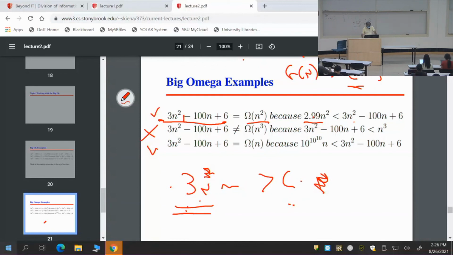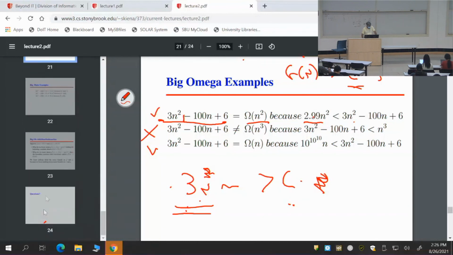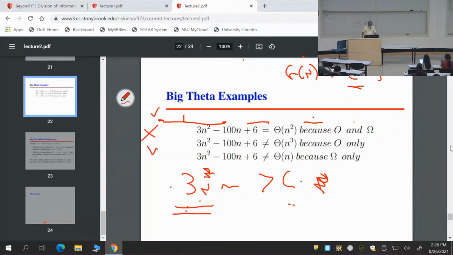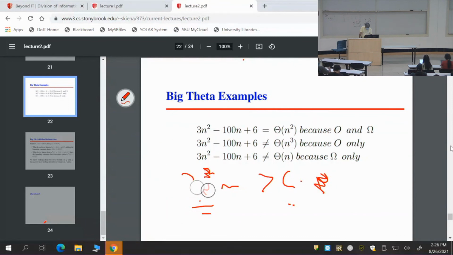And finally, let's take a look. We have the omega and the theta. What is the theta story? If you remember the previous one, 3n squared minus 100n plus 6 was theta of n squared, because for that one it was both big O and big omega. For n cubed, there was only the big omega relationship, and for n, there was only the big O relationship.